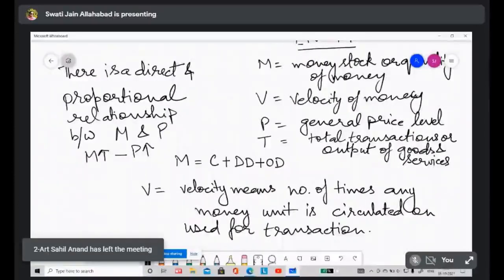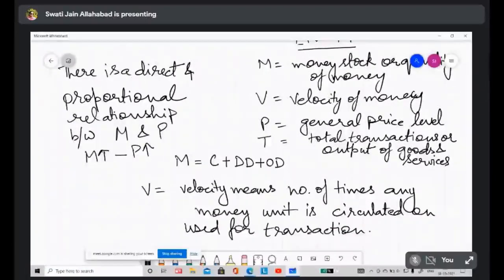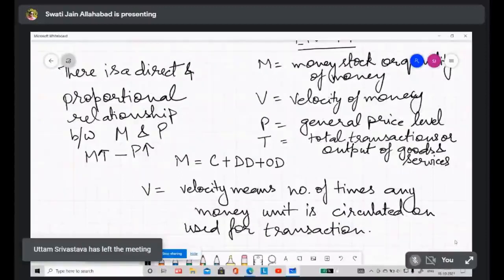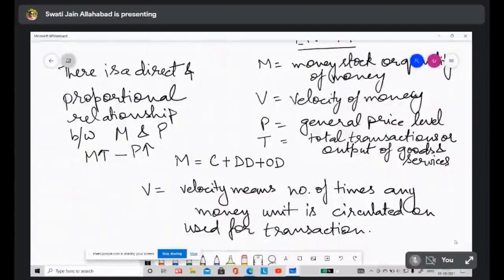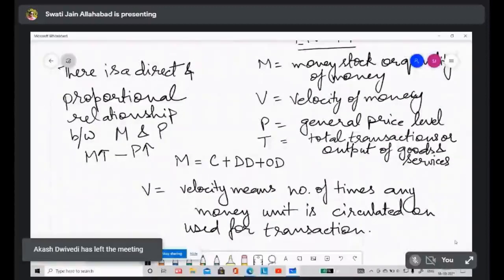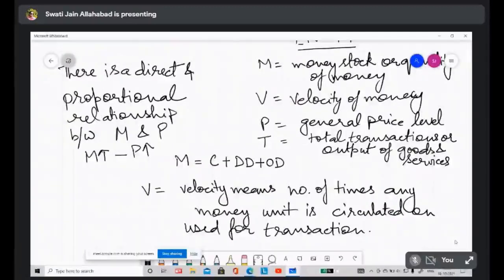Transaction has to be related with money only. When you are saying transaction, it means you are transacting the goods and services with money. That is the assumption with the classical system. Money has no role other than transaction. So money is not remaining. Whatever money is printed, whatever supply or notes and currency coins are printed in the economy, they are used for transaction.